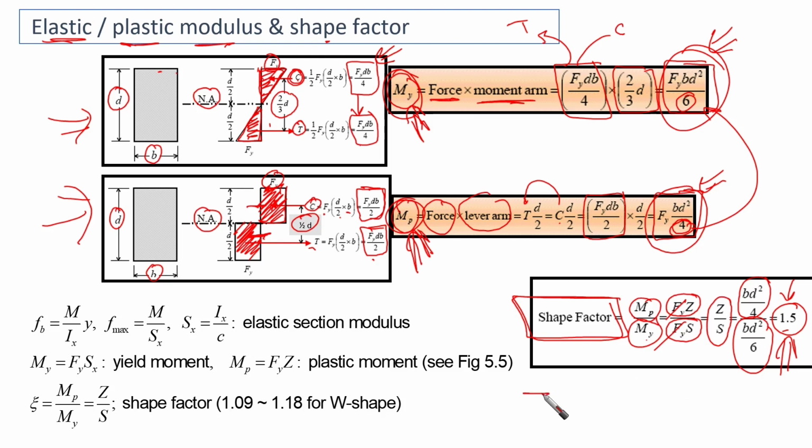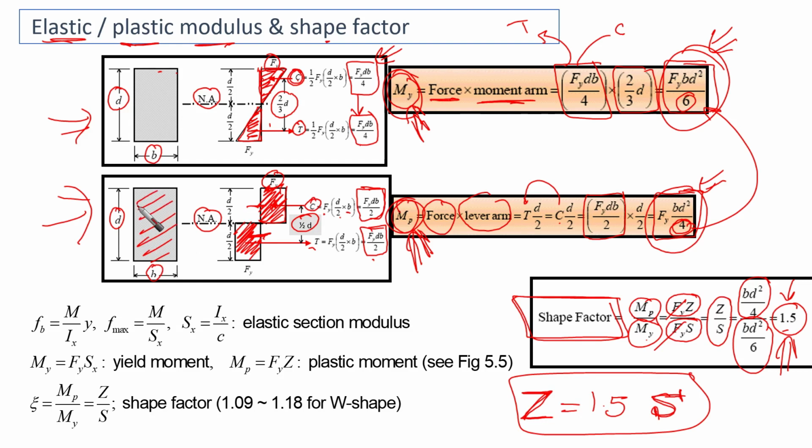What is the meaning of this? This means that the plastic section modulus is going to be 1.5 times the elastic section modulus whenever we are talking about rectangular sections. That's the meaning here. So we're going to have almost 50% extra bonus if we use the plastic section modulus. So remember well, this is for the case of a rectangular section. Then we need to know what the case is for other sections.